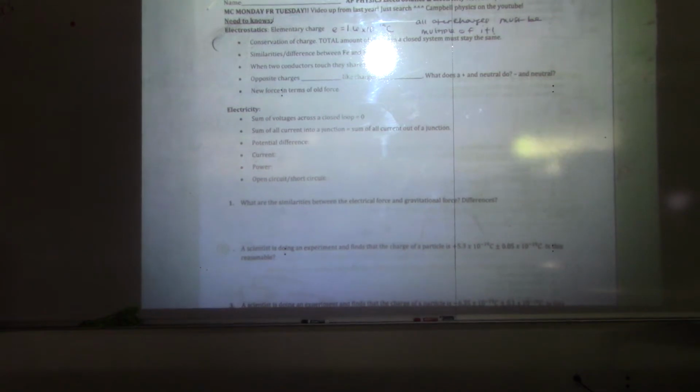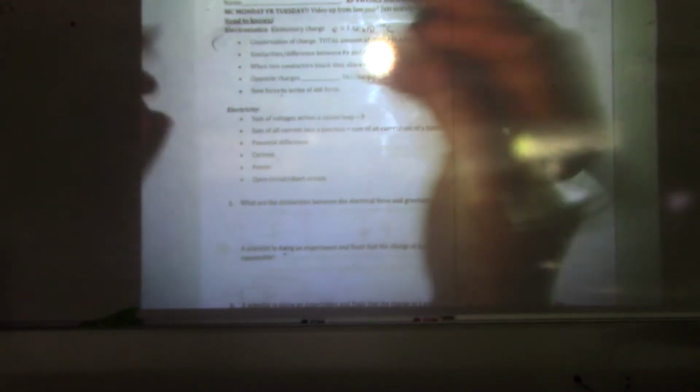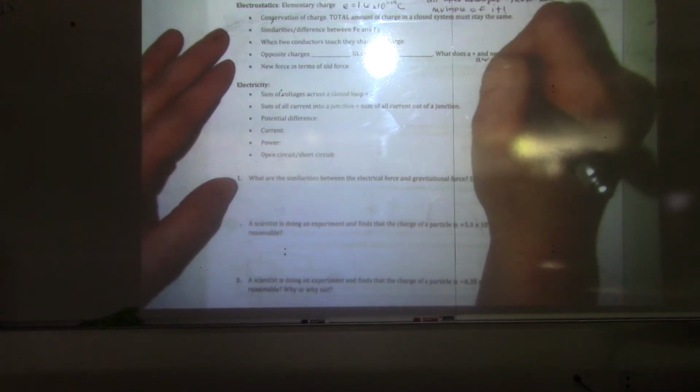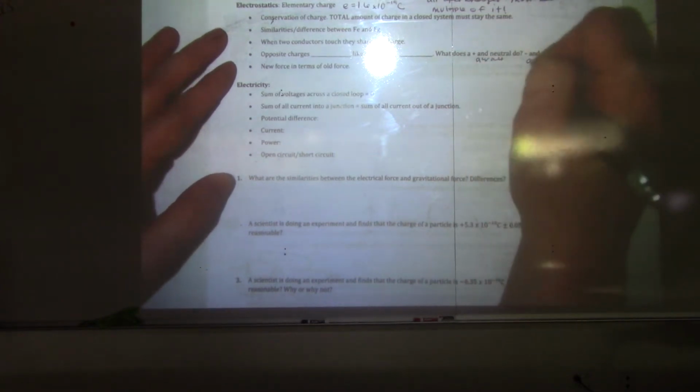Total charge is conserved. Electrons do not just disappear or appear. Same with protons, so the total charge must stay the same. Similarities and differences, we'll get to number 1. When 2 conductors touch, the total charge spreads out, so they share that total charge. Opposites attract, likes repel. Positive and neutral will also attract, or negative and neutral will also attract.